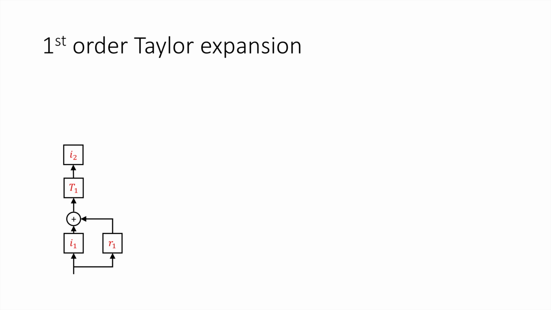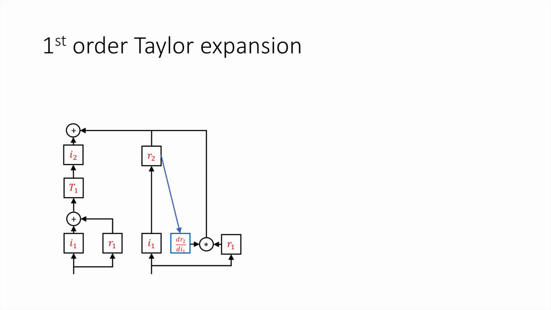T1 is fed into the initial function of the second layer, I2. However, it is not fed into the residual function of the second layer, R2. Instead, the output of I1 is fed into R2. We also add the product of the gradient of R2 with R1 to this sum. This corresponds to a first-order term in the Taylor expansion. The output of this computation is T2.